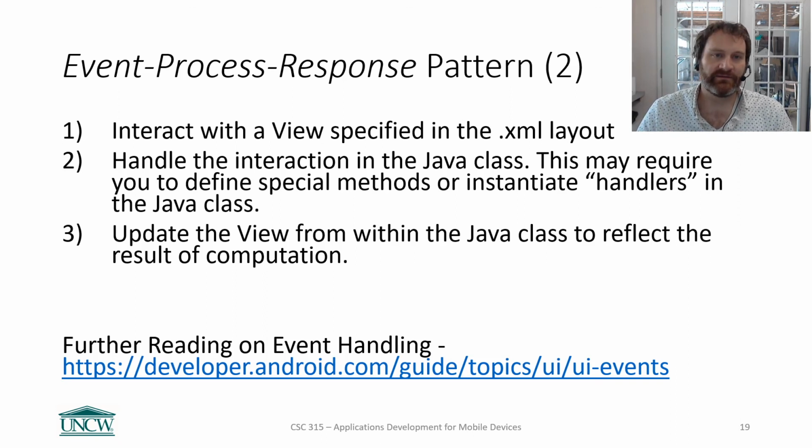So, last slide, right? When users are using your app and clicking on activities, when they click on something, they are interacting with the view that you specify in the XML file, in the layout file. You will then handle that interaction in the Java class through special methods and in some cases some handlers, which you will see what those are. And then you are going to update the view from your Java code to reflect the result of the computation, the result of the interaction, whatever happened.